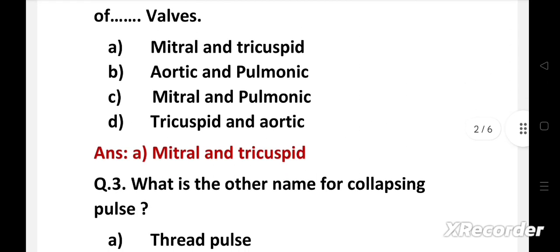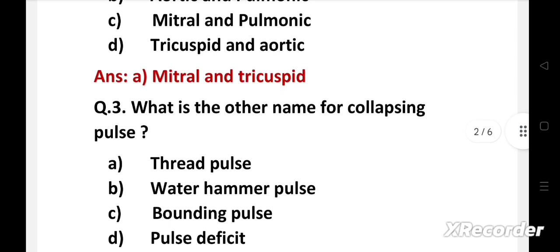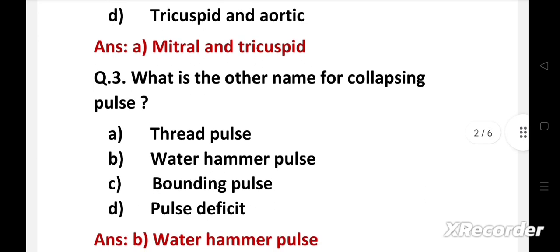Next question. What is the other name for collapsing pulse? Option A, thread pulse; B, water hammer pulse; C, bounding pulse; D, pulse deficit. Right answer is option B, water hammer pulse.